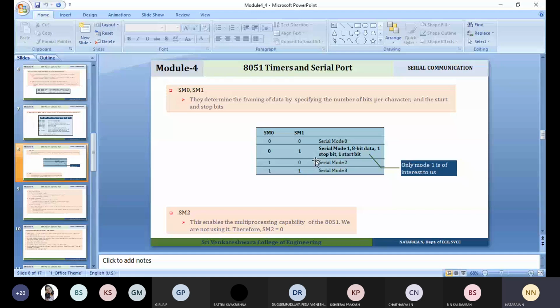Okay, SM0 and SM1 are over. Next is SM2. This enables the multiprocessing capability of your 8051. We are not using it, which is why we make SM2 equal to 0. This is the 5th bit of your SCON register. It enables the multiprocessing capability of the 8051, and it is beyond the discussion of this chapter. We are not going to use it much, so SM2 is always kept at 0.